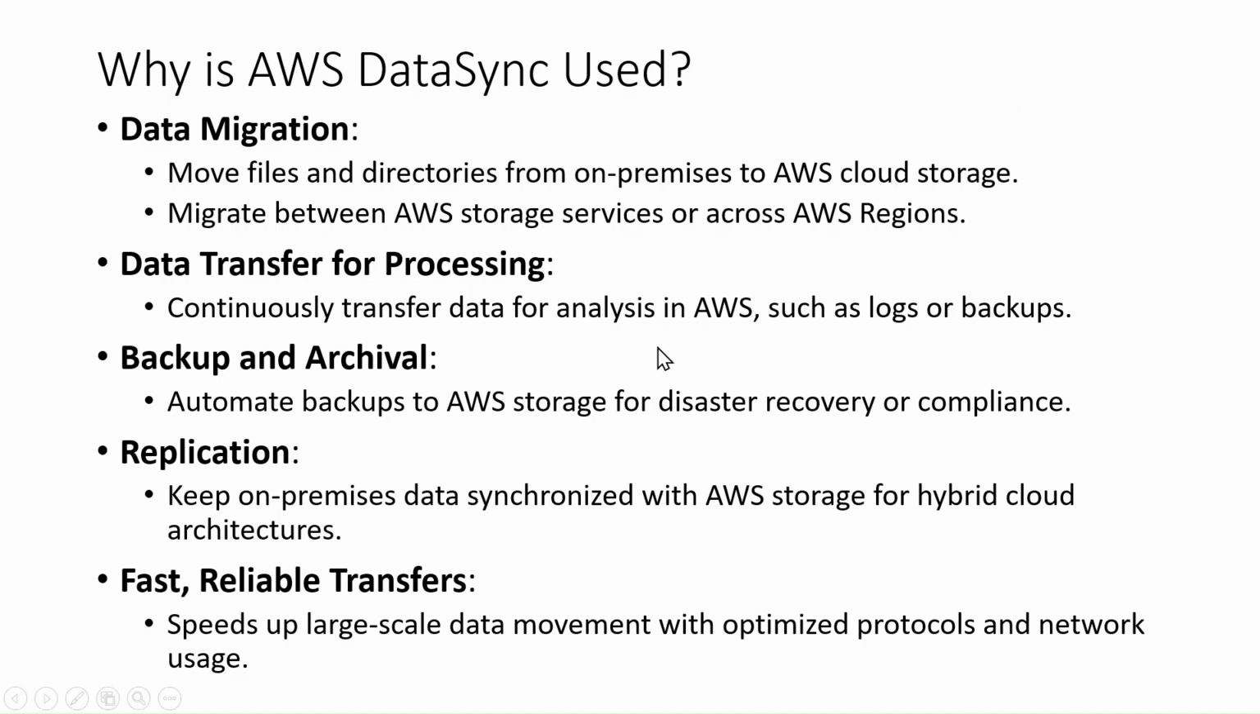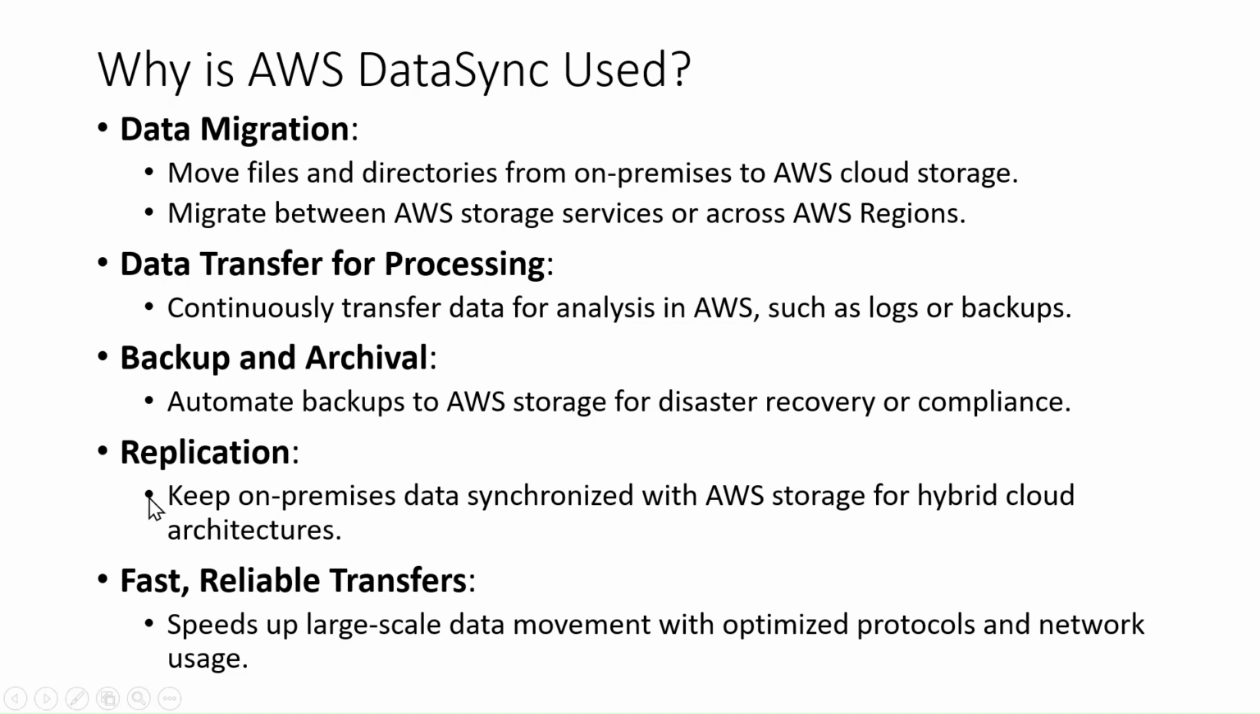Fine. Next is backup and archival: automatic backup to AWS storage for disaster recovery or compliance. If you have on-premises infrastructure, it would be advisable to go with the cloud infrastructure. You might ask that even the cloud infrastructure ultimately depends on the on-premises data, but it depends on AWS, not on your own side. So if anything happens, AWS owns the responsibility of getting your data back.